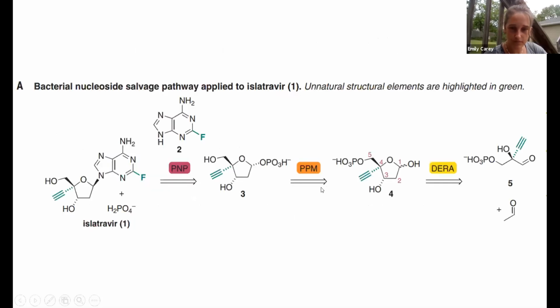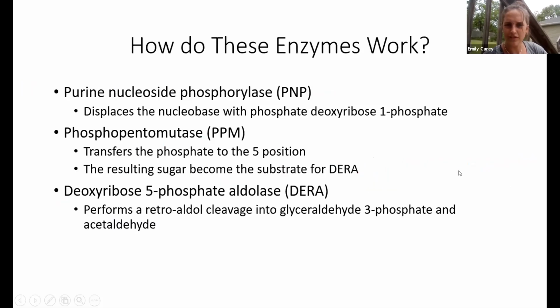They're all kind of backwards here. But here it's saying this is going to be the substrate now for DERA. I believe I've interpreted that correctly. And then DERA performs a retroaldol reaction into glyceraldehyde 3-phosphate and acetaldehyde.